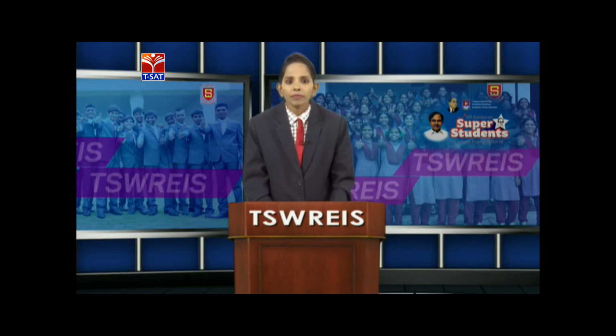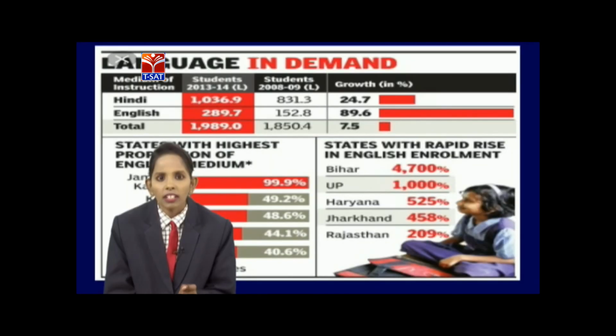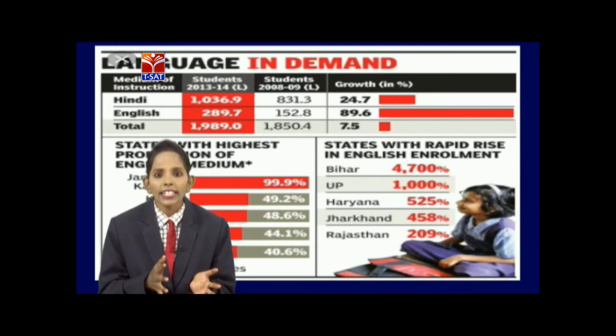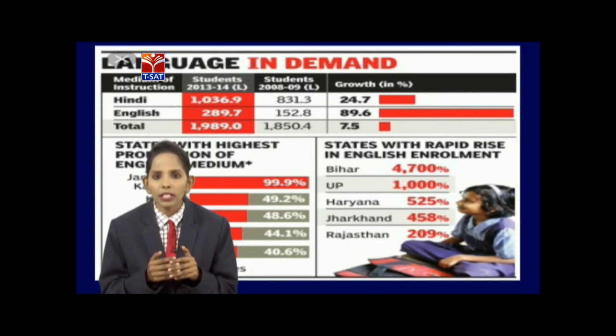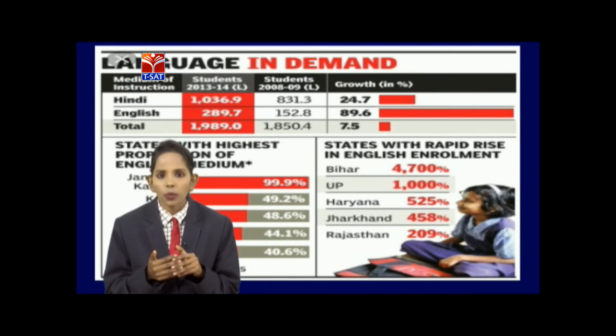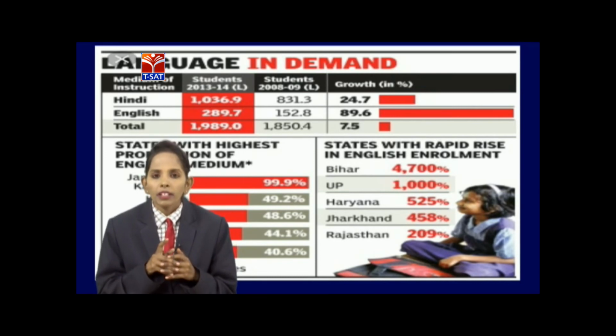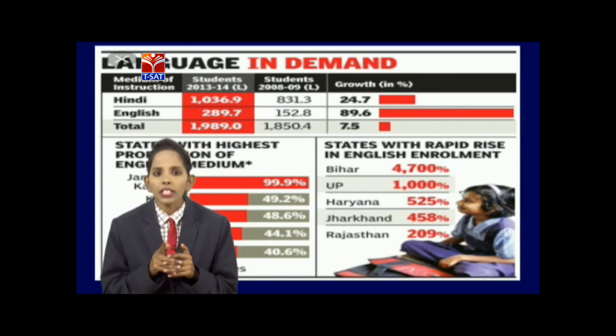Languages in demand. Medium of instruction: Hindi, English, and total. Students in 2013 to 14: there are 1036.9 people who are using Hindi, and there are 289.7 people who are using the English language. And students in 2008 and 2009: there are 831 people who are using only the Hindi language, and there are 152 people who are using the English language.